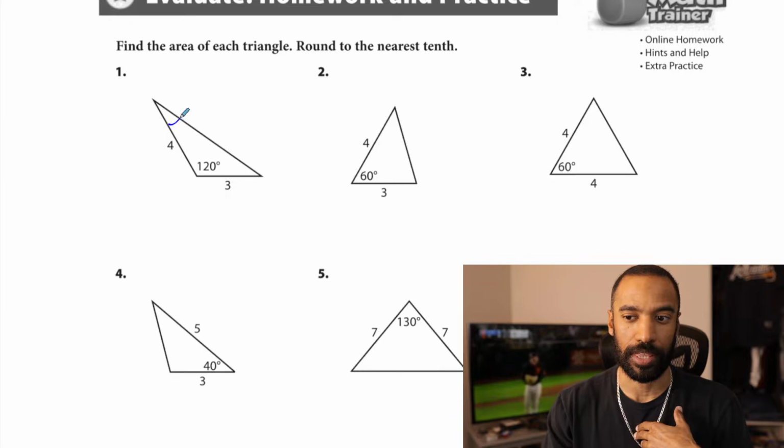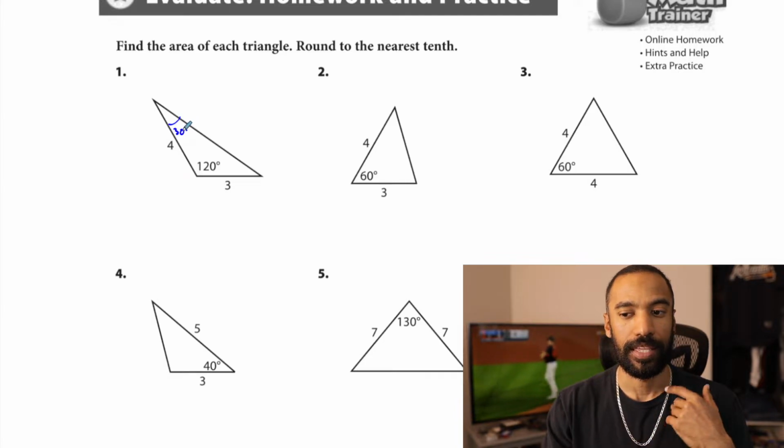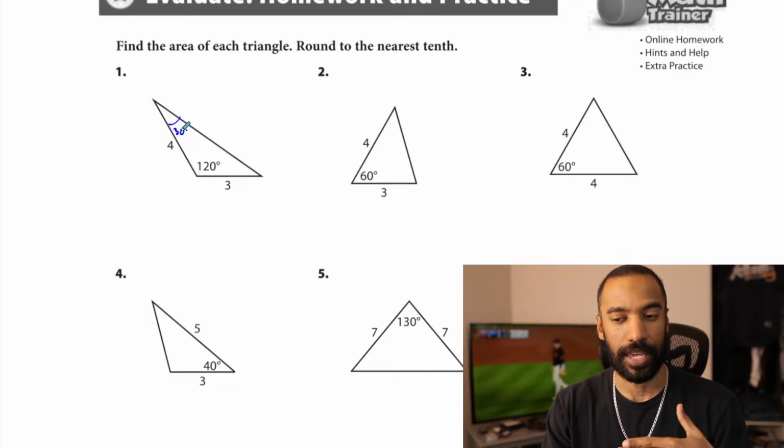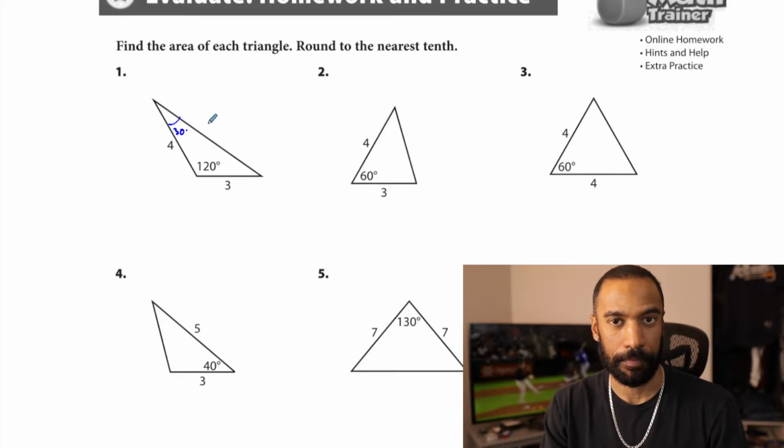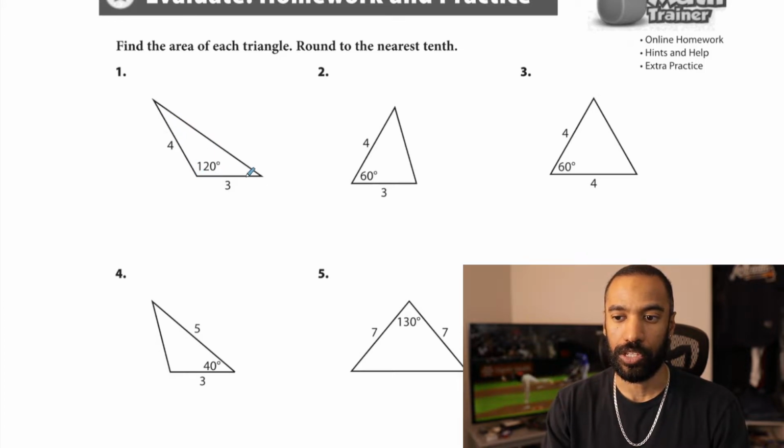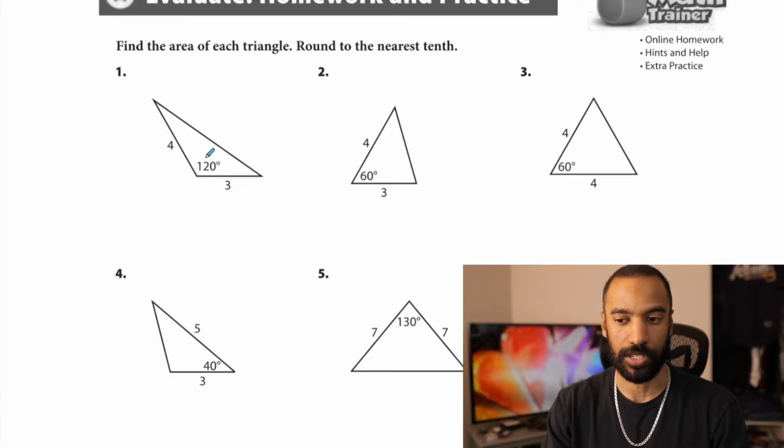For example, if I knew that this angle here was 30 degrees, this is not an included angle. This angle is not in between 2 known sides. I do not know the length of this side right here. But I do know these 2 sides right here, and then the angle in between. This is the included angle.